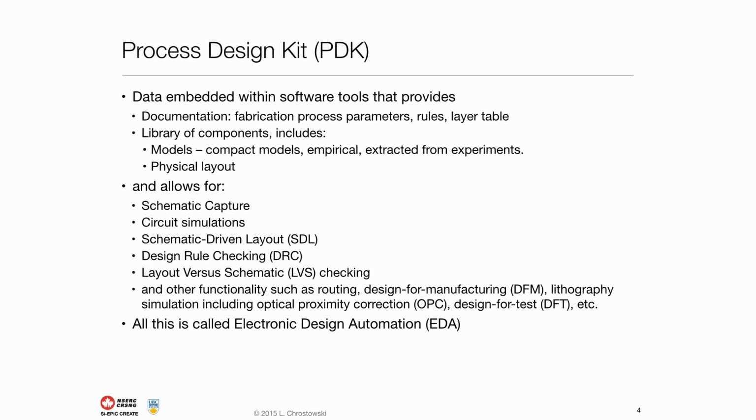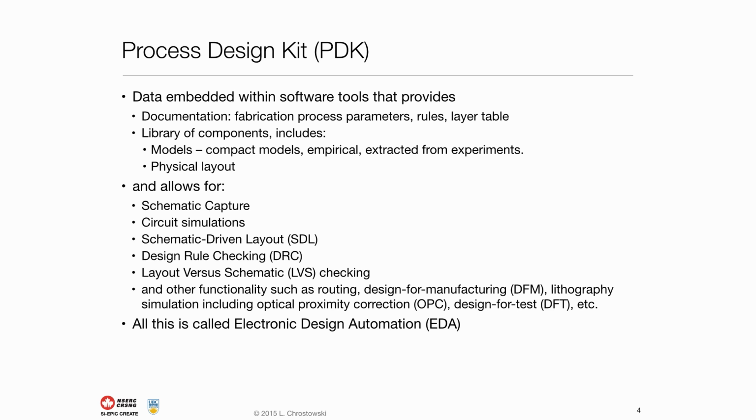So what is the Process Design Kit, or PDK for short? It is a collection of data embedded within software tools. Of course, there is extensive documentation detailing the fabrication process parameters, the rules, a layer table, and details about the devices in the library. In a mature CMOS process, the documentation is typically thousands of pages long. The PDK contains a library of components which includes models. These are compact models created using empirical expressions with parameters extracted from experiments. The components all have physical layouts.